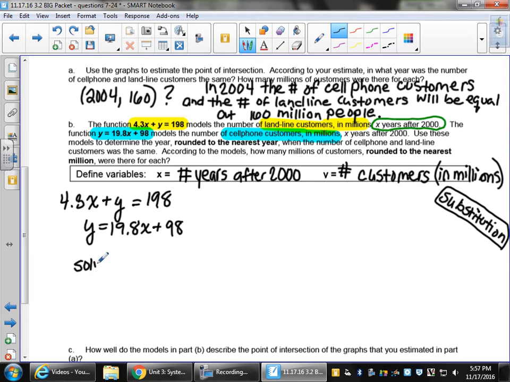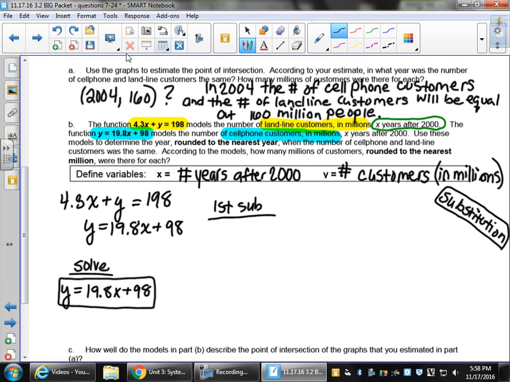Solve. Well, that's nice because that's been done for us. One is already solved, 19.8x plus 98, and I'll put that in a box. First sub, we will write the equation we did not use yet, which is 4.3x plus y equals 198, lined up on the equal sign.